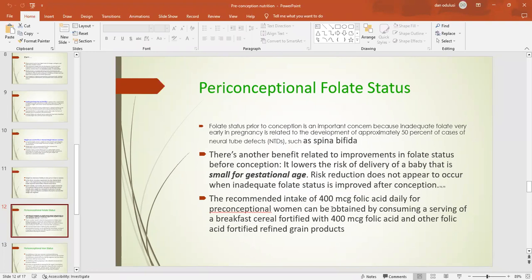So the recommended intake of folate is 400 micrograms of folic acid daily for preconceptional women, which can be obtained by consuming a serving of either breakfast cereal or other meals that are fortified with folic acid. Fortification of a food product means that these trace nutrients, these micronutrients, are processed or added to the staple foods consumed by individual families on a daily basis.